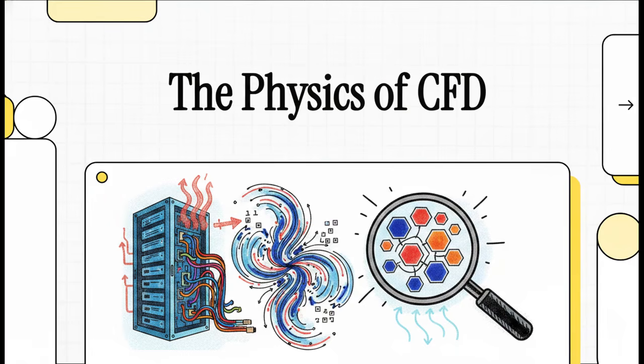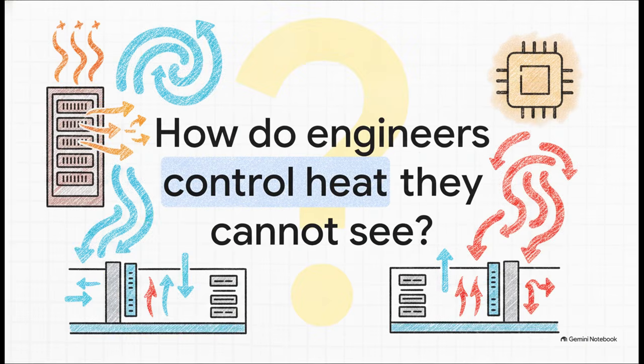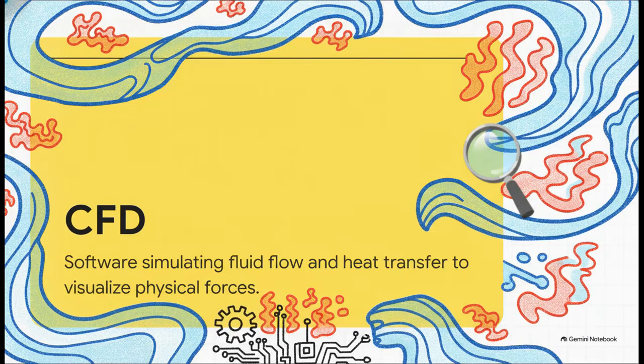Every AI calculation generates real physical heat. In this explainer, we're diving into the invisible physics inside massive AI systems. How do engineers control heat they can't even see? Well, to manage this hidden thermal weather, they use CFD. CFD stands for Computational Fluid Dynamics. It translates invisible thermal behavior into stunning visual data to prevent catastrophic overheating.